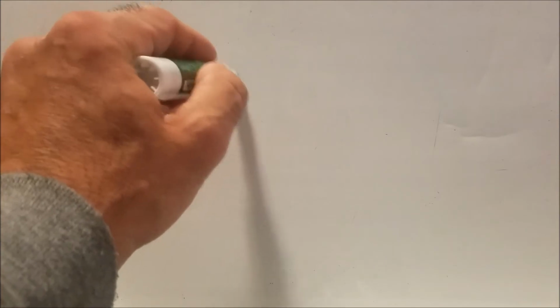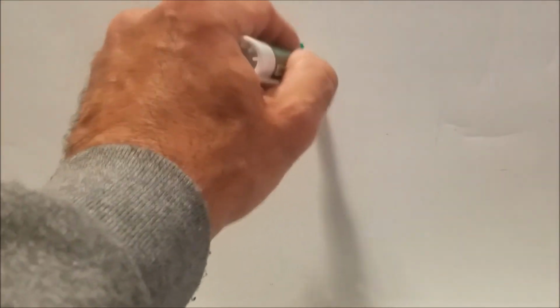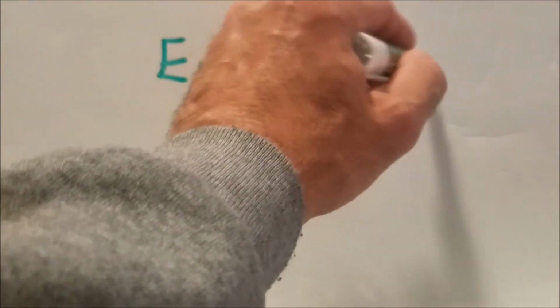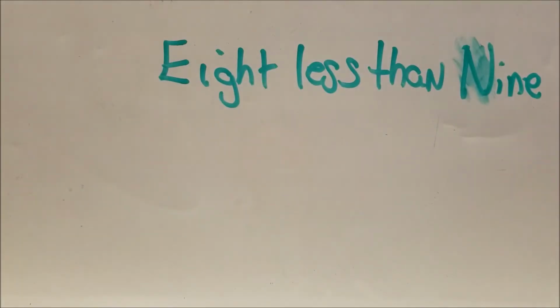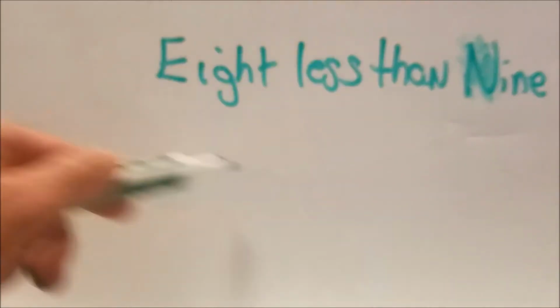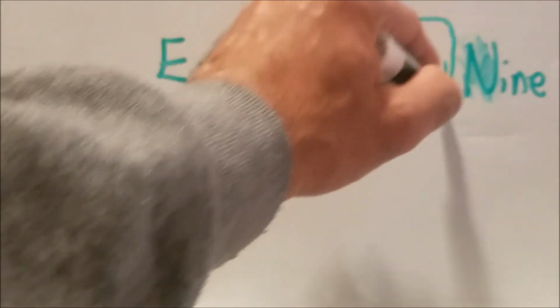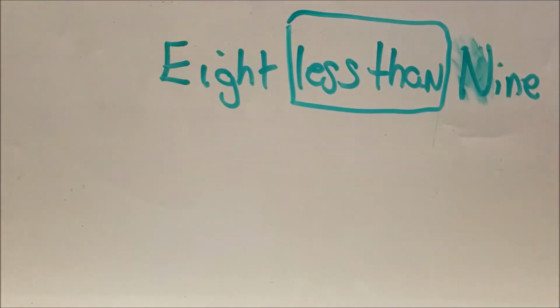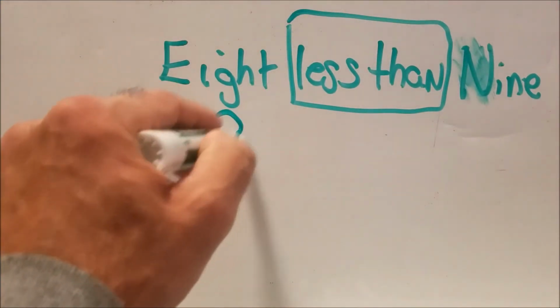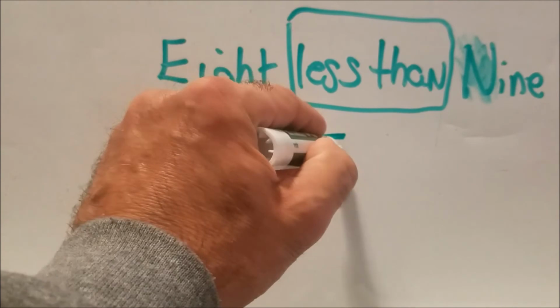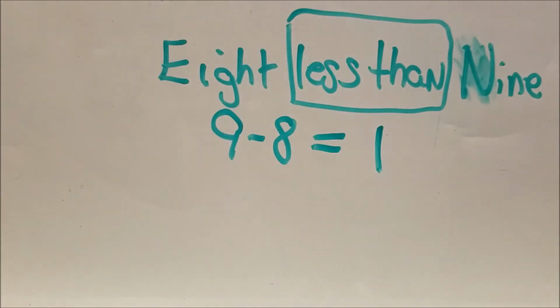So if I said 8 less than 9. Okay, so there's the expression. Who remembers what we have to do with less than? We've got to flip it around. So this would be 9 minus 8. And then we evaluate with the equal sign. There we go.